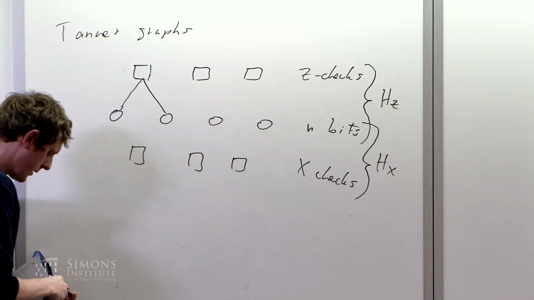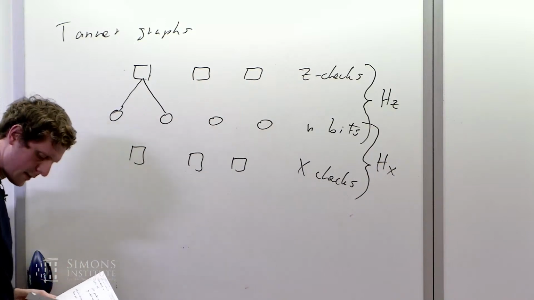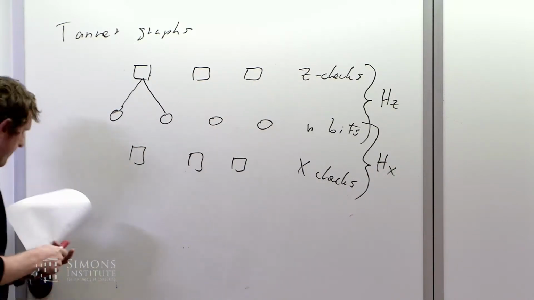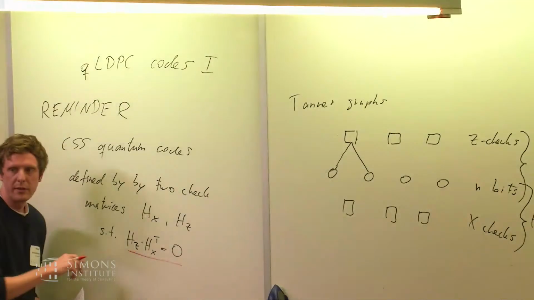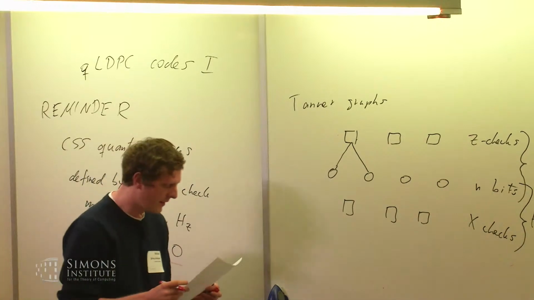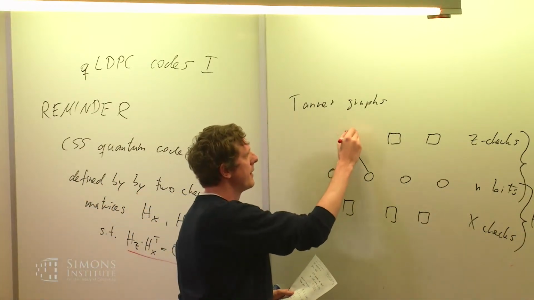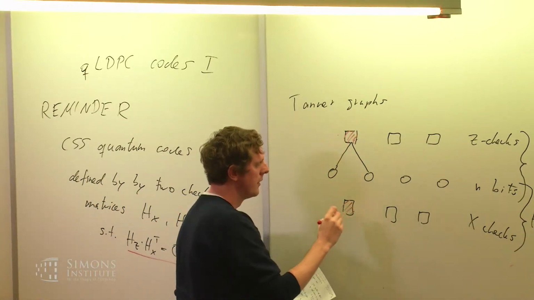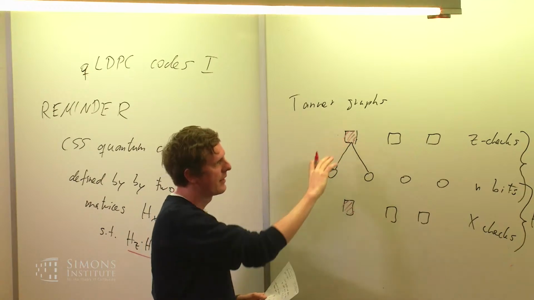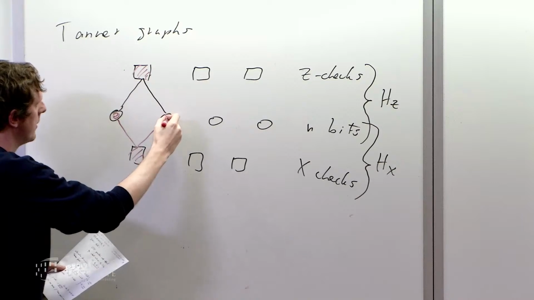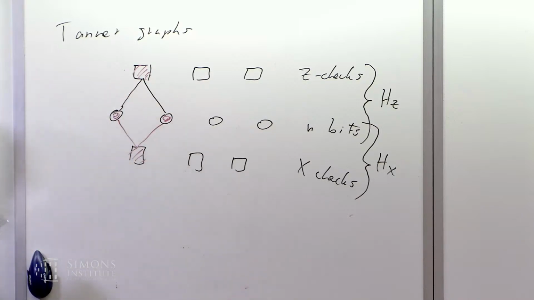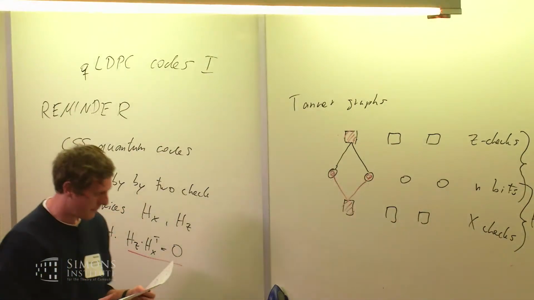Now, what we've seen in John's talk. Let me find the other big pen. This important condition, which is necessary to define a CSS code, essentially tells us that if I pick any pair of an X check and a Z check, then their overlap has to be even. So it looks something like this. This is just a more visual way of talking about it, but it's an equivalent definition.